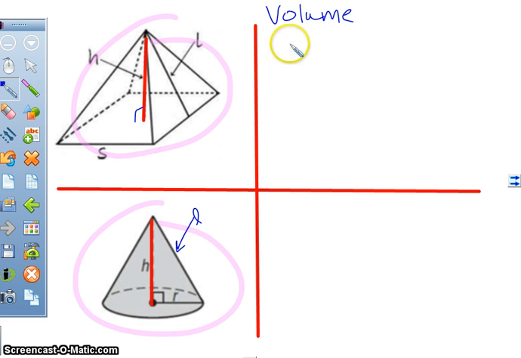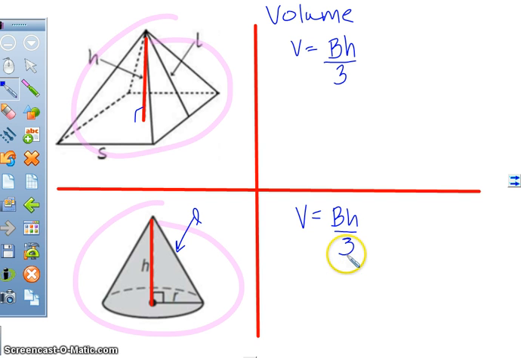Okay? And our formula is very simple. It is big B, which is still the area of the base, times the height, but you're going to divide that number by 3. And again, it's the exact same thing for a cone, but with a cone, your area of the base is going to be pi r squared, because it is a circle.